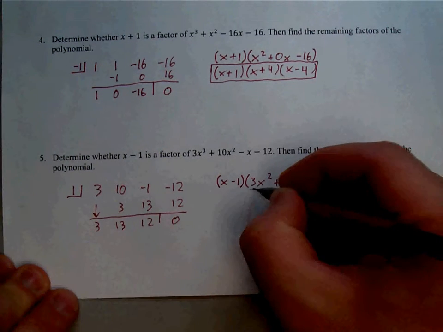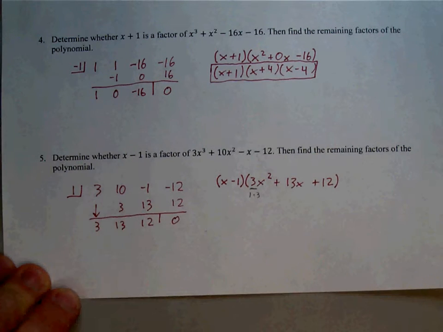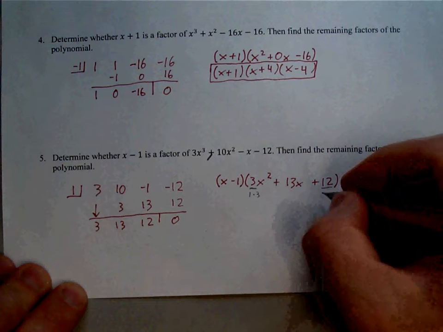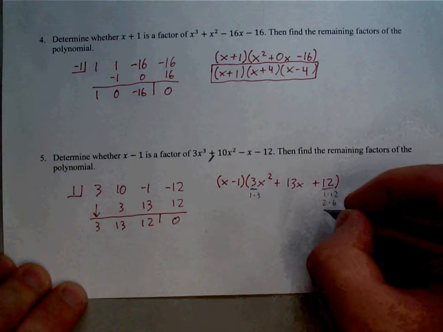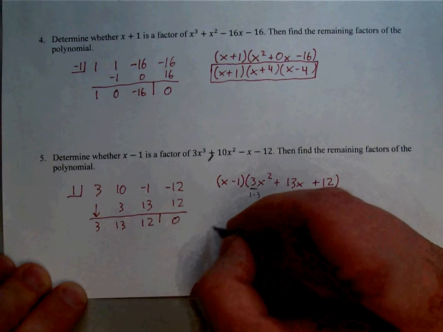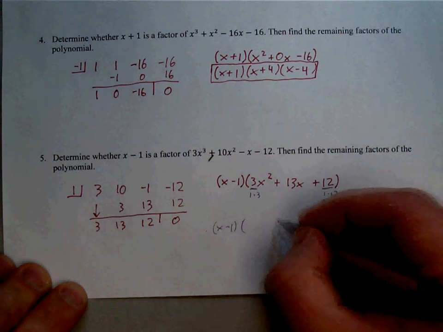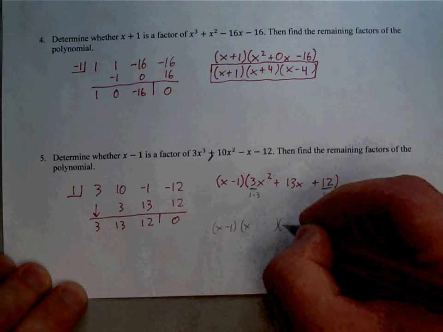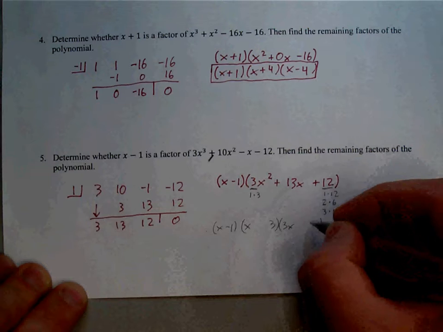Okay, so the 3, to multiply to 3, we have to have a 1 and a 3. To get to 12, we could have a few options: 1 times 12, 2 times 6, or 3 times 4. So we're going to start trying some options. We know we've got this x minus 1 out front. That already has to be the case. I'm going to have a 1x and a 3x to lead the way. Let's try 3 and 4 first of all.